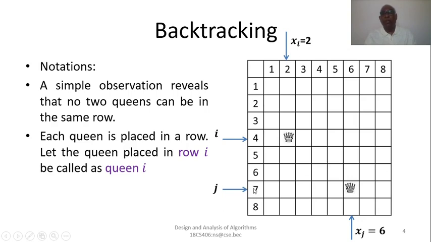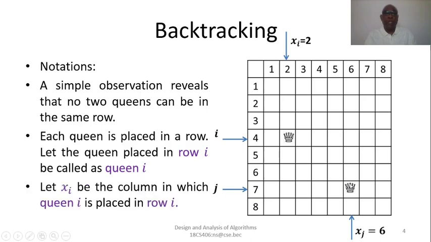Similarly, here the value of j is 7, and hence the column position of this queen, xj, that is x7, is 6. x7 equal to 6 means that the 7th queen or queen 7, which is obviously placed in row 7, is in column 6. So this is the notation we normally follow. xi represents the column in which the queen i is placed, obviously in row i.